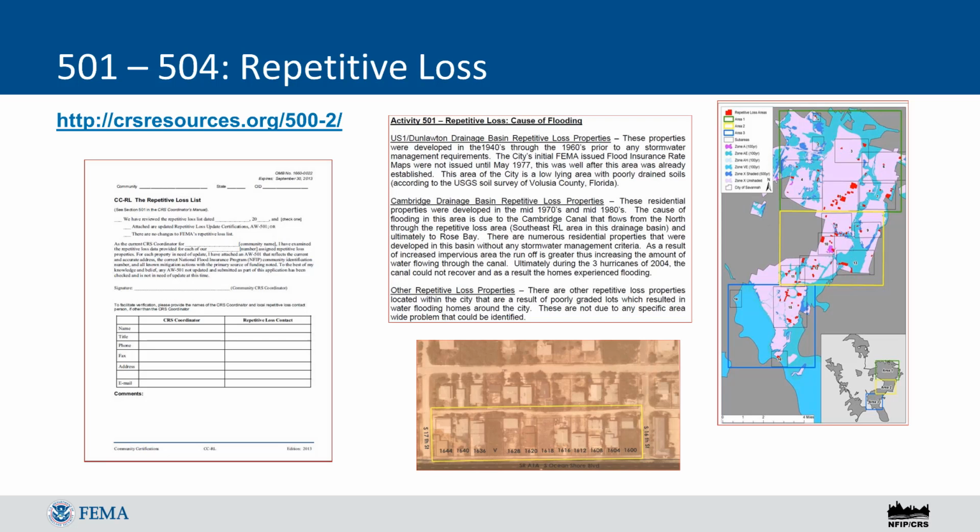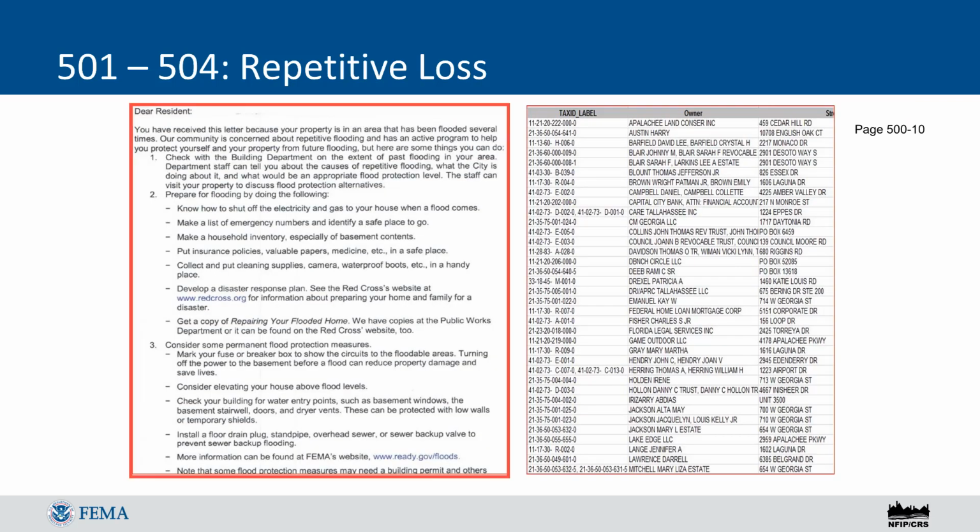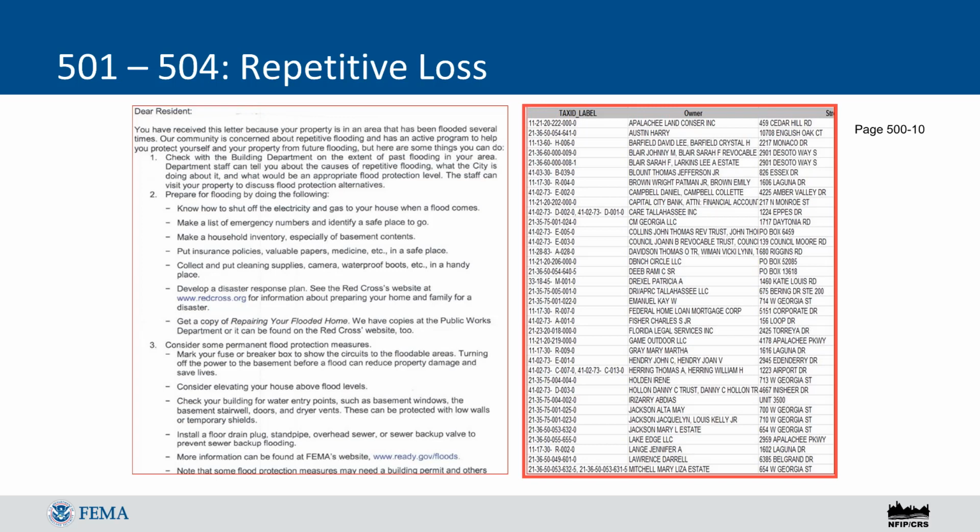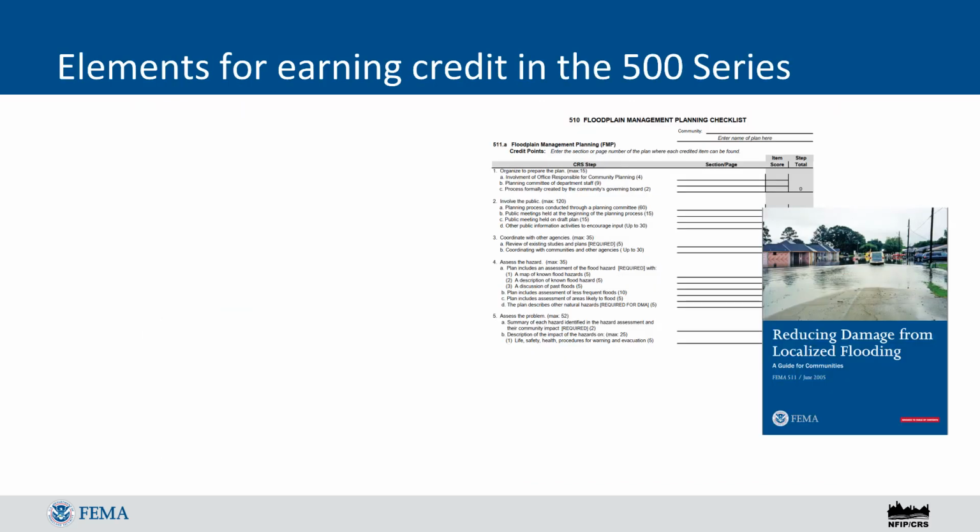An example is shown on the right side of the screen. The CCRL form on the left will need to be filled out and signed. Your CRS specialist can assist you with that. We have a model outreach letter on our website that you can customize for your situation, and we'll need a copy of the mailing list of everyone that it went to in your rep loss areas, as seen on the right. For the rest of the 500 series, we get into planning. If you have 50 or more rep loss properties, you'll be required to have a hazard mitigation plan, or a floodplain management plan, or a rep loss area analysis.